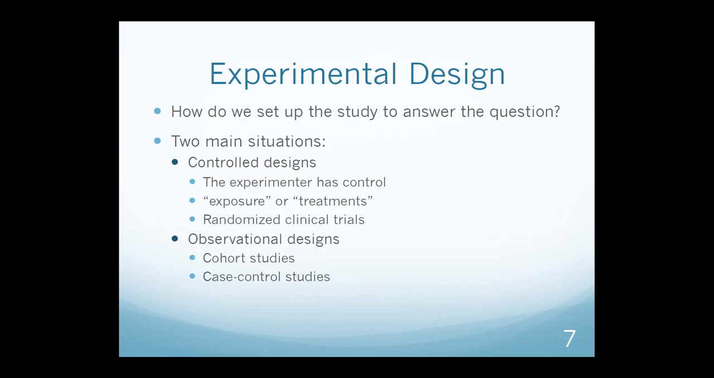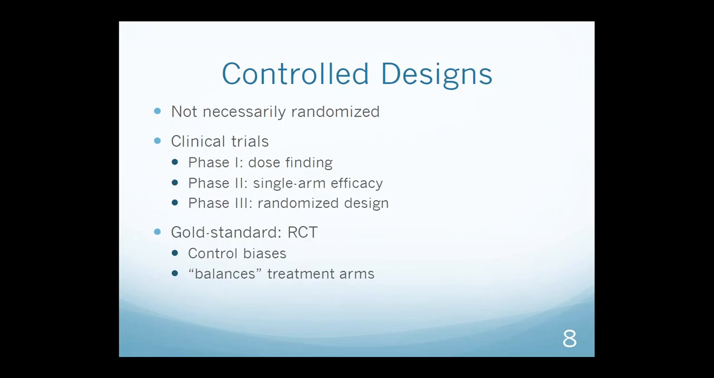So in controlled designs, the experimenter has control, and we have an exposure or treatment that we want to measure or see the results of. And again, as a gold standard, we may have a randomized clinical trial if we have the chance. But if the control design is not possible, then we may do observational studies. Those could be either cohort studies or case control studies. So control designs are not necessarily randomized, first of all. The ideal case is randomized designs, but they don't have to be randomized to be a control design.